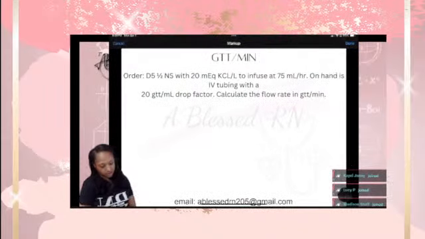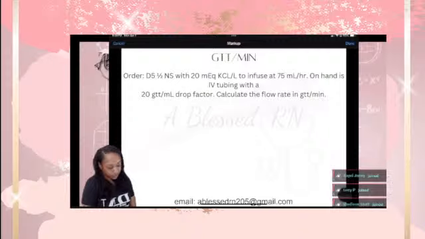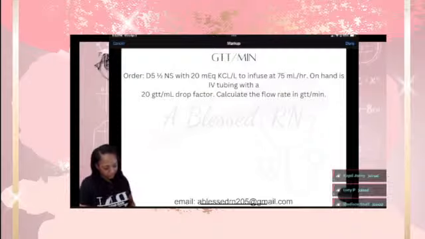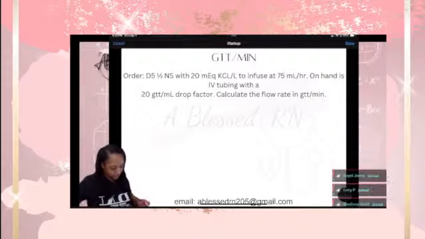Here's another one. D5 normal saline with 20 milliequivalents of KCl per liter is to infuse at 75 milliliters per hour. On hand is IV tubing of 20 drops per milliliter drop factor. Calculate the flow rate in drops per minute. So this is over 1 liter. So we know that 1 liter is 1,000 milliliters, right? All right. So we are going to find our drops per minute.